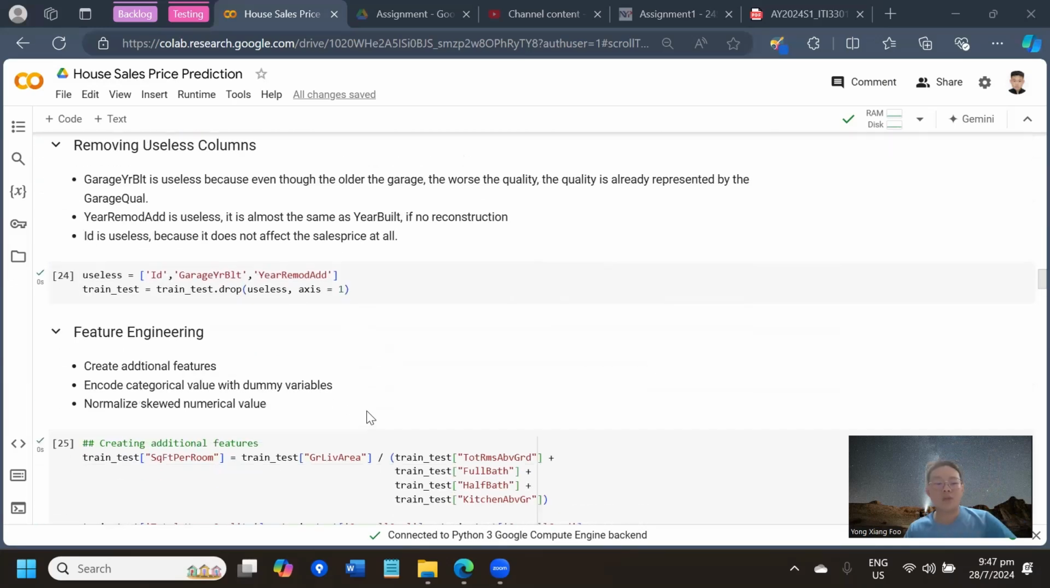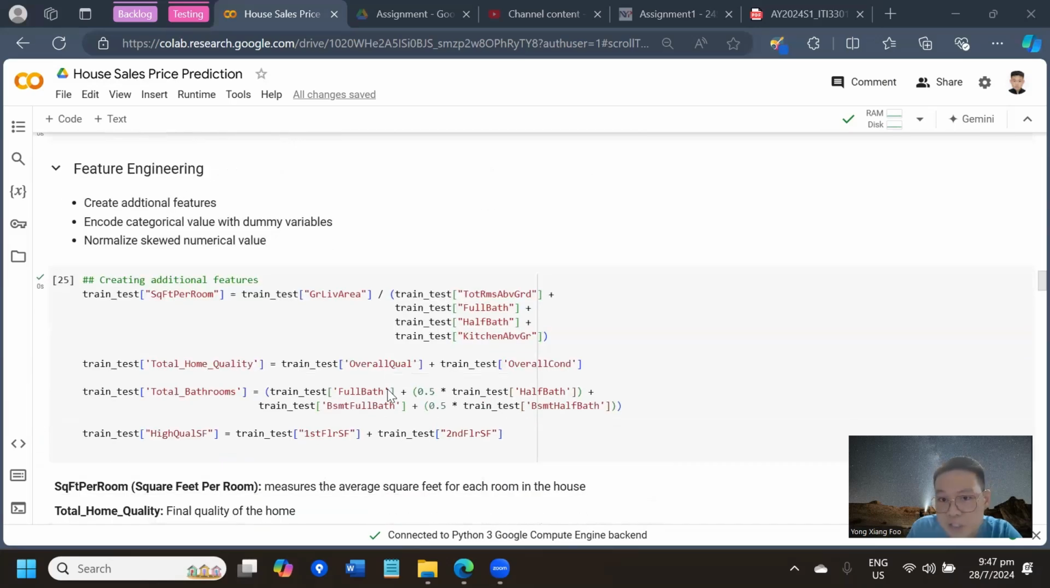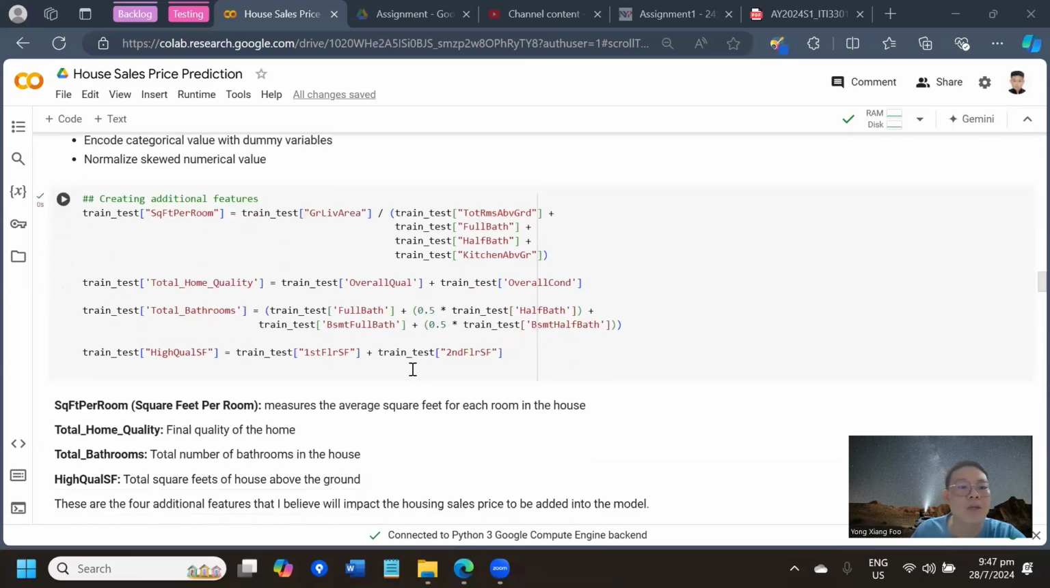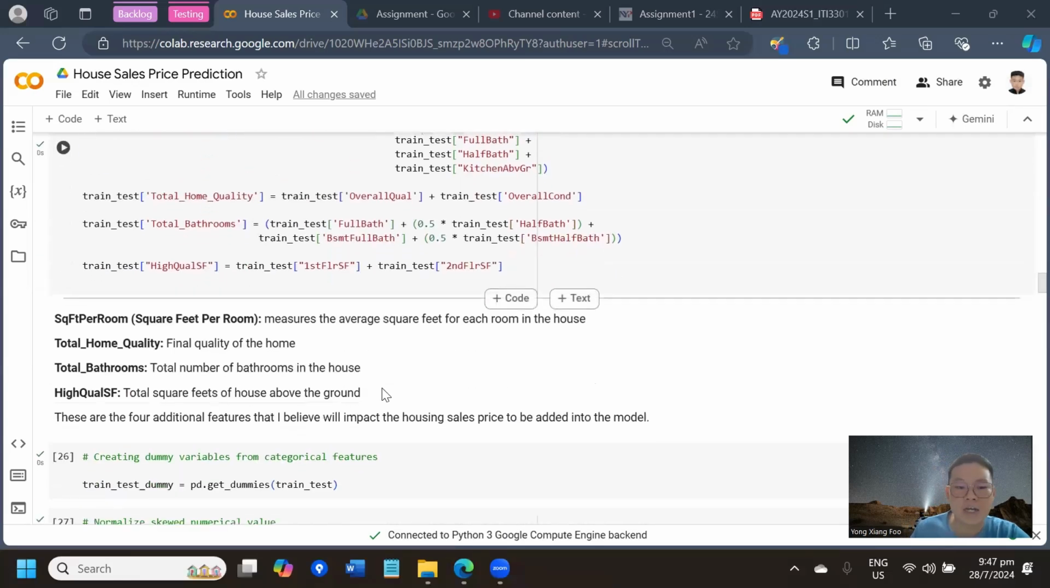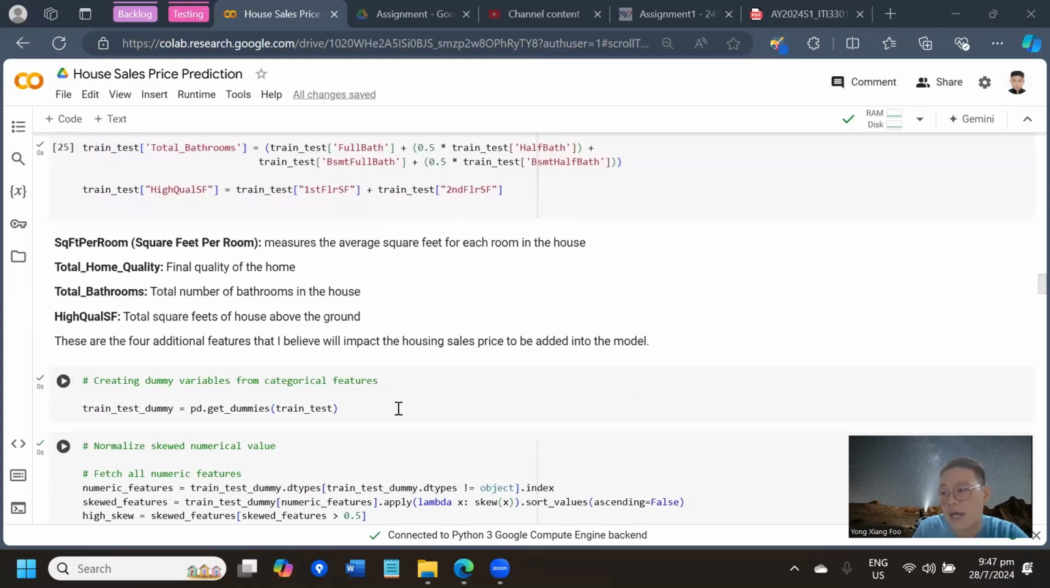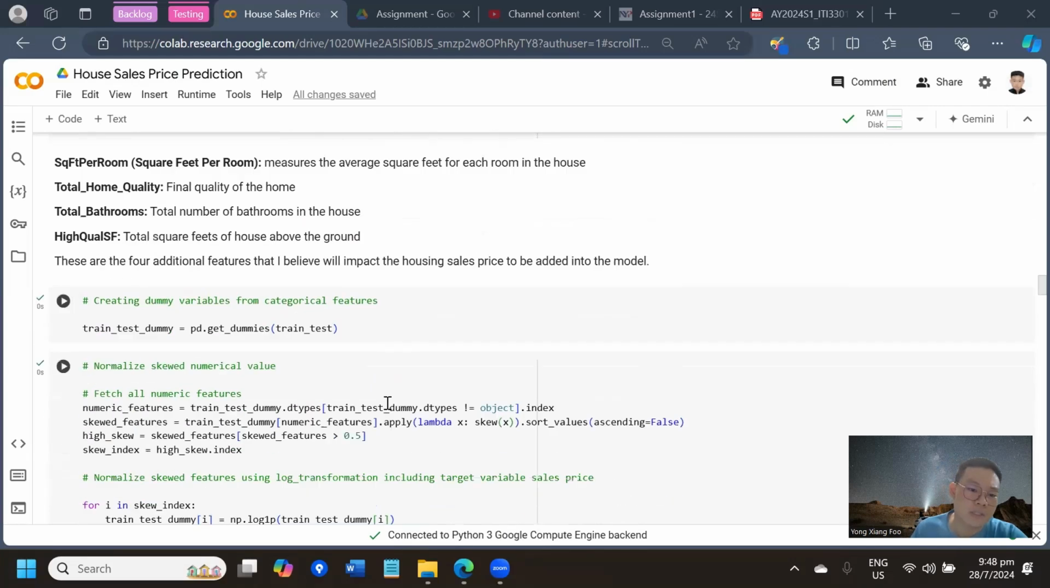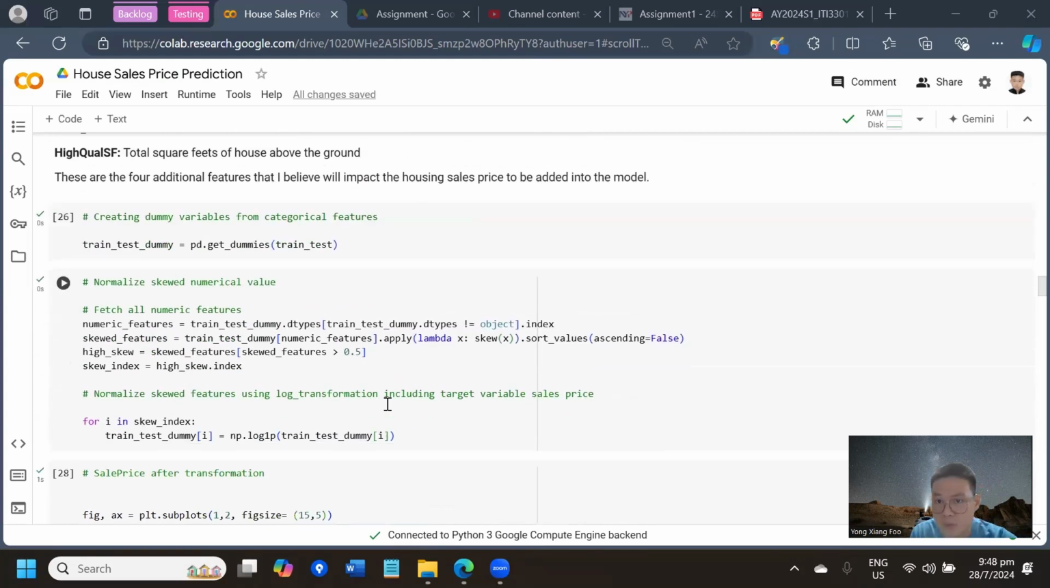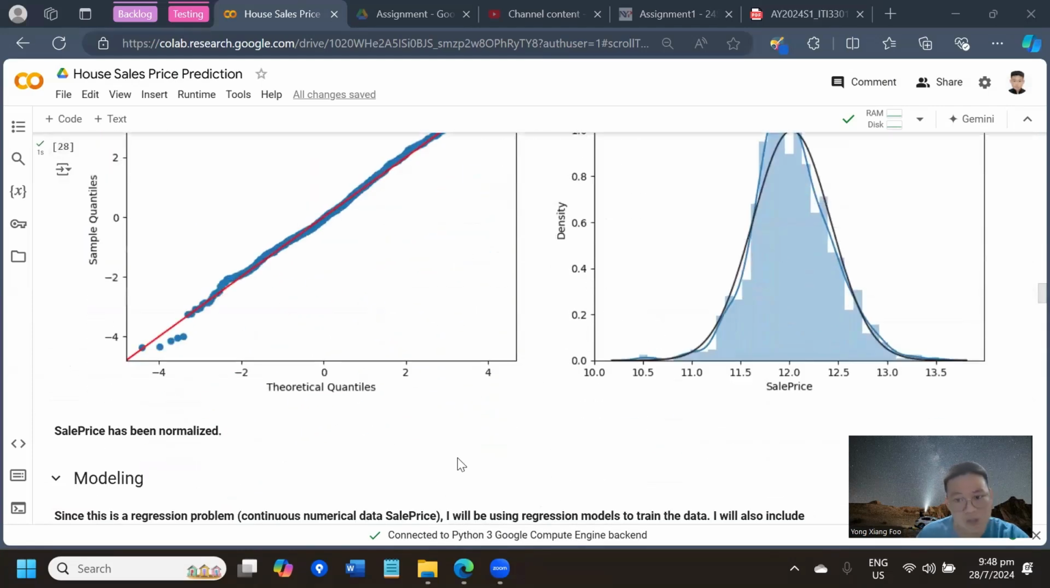I remove them. Then for feature engineering, first I created some additional features. These features I thought of myself, and I think that they are going to affect the sales price. So I included additional features such as square feet per room, total home quality, total bathrooms, etc. Then I encode the categorical data to dummy values so that I can train the model with it. For those numerical data that are skewed, including the sales price, the target variable, I normalize them using log. Now we see that the sales price is normally distributed because it has been logged.